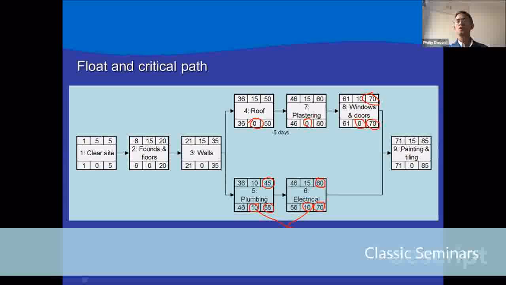Right, in order to determine the critical path, you just look for the float that is equal to 0. And we can see that it goes through these tasks, 1, 2, 3, and then it goes up here, through 4, 7, 8, and then it goes down here to painting and tiling. So the critical path runs through 1, 2, 3, 4, 7, 8, and 9. Are there any questions on calculating either the float or the critical path?